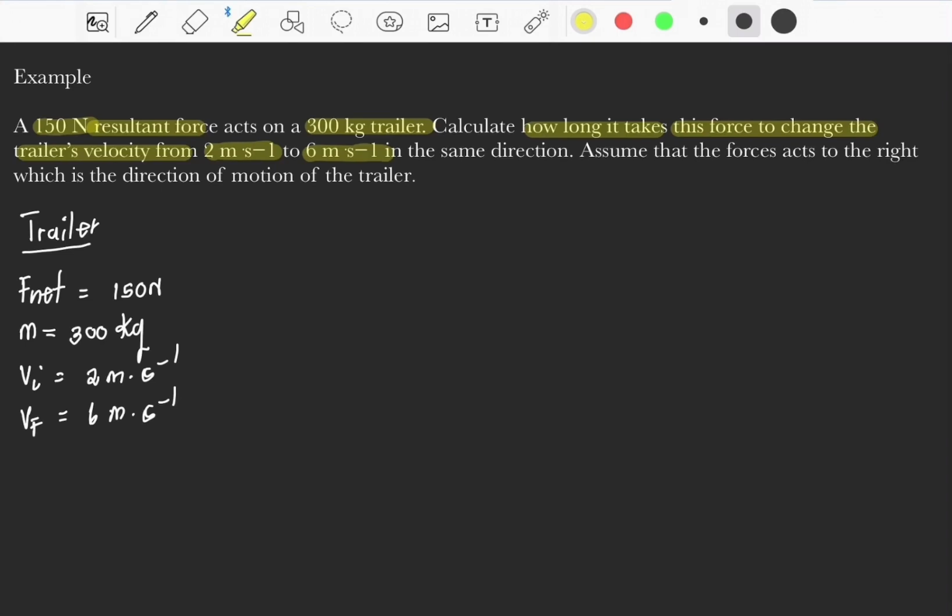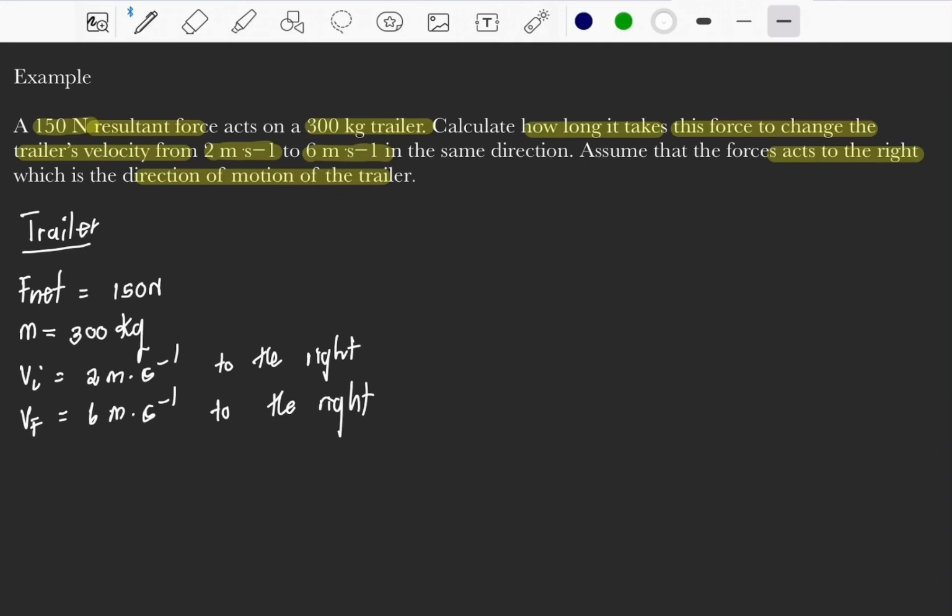And then they go further and say in the same direction. So assume that forces act to the right, which is the direction of motion of the trailer. So we can write the direction of our velocity. It's to the right, 6 meters per second to the right. So we have all our information outlined.